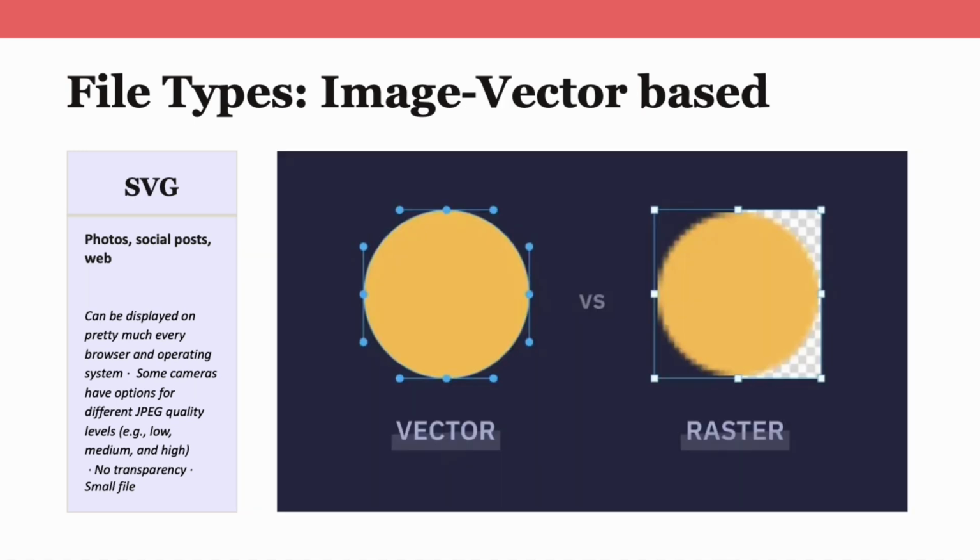SVG files are vector-based graphics. Unlike JPEGs or PNGs, SVGs are created using mathematical paths rather than pixels. The advantage is that they can scale infinitely without becoming blurry. This makes SVGs ideal for logos, icons, and graphics that may appear at many different sizes.